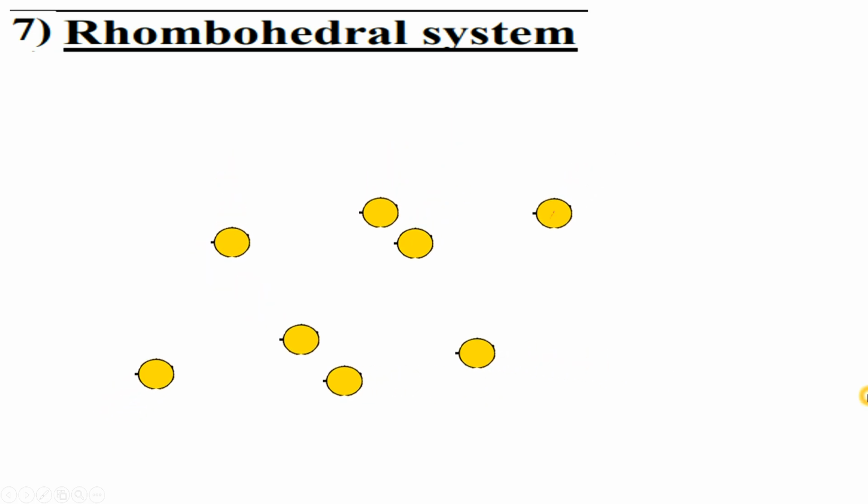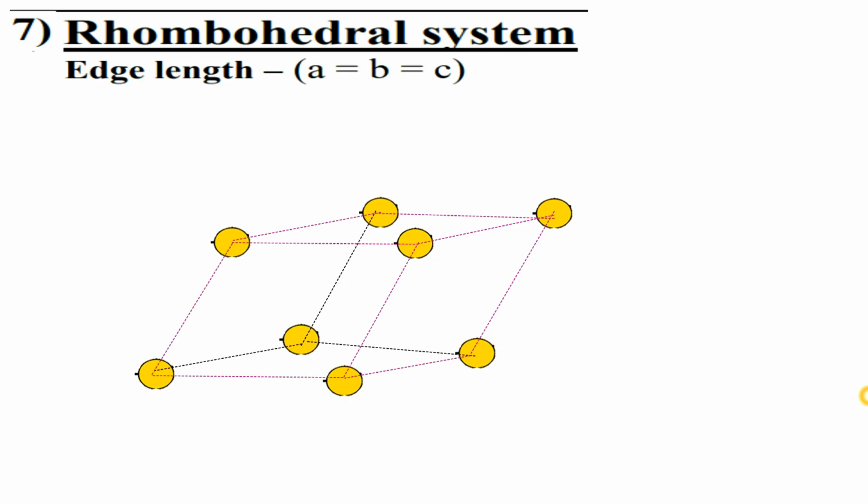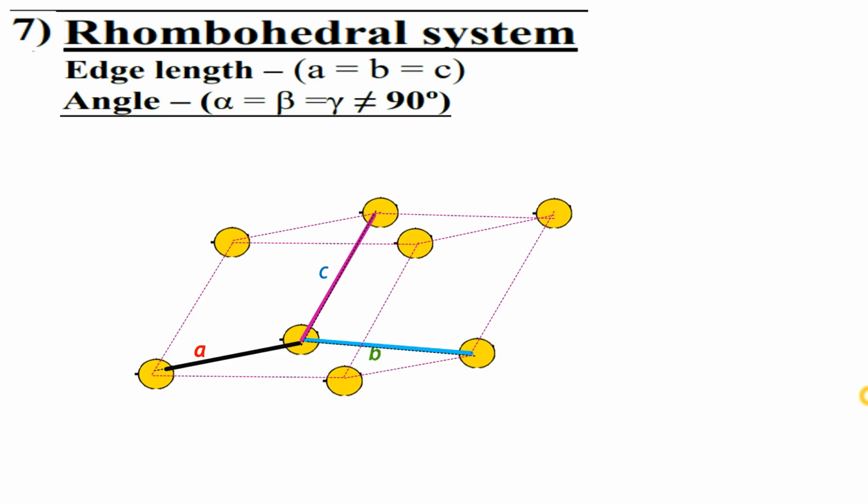Next is the rhombohedral system. In the rhombohedral system, we are bringing all the atoms in such a way that they form a rhombohedral shape. And what is a rhombohedral? Here the edge lengths A, B and C are all equal, but the angles alpha, beta and gamma are not equal to 90. They can be anything, but they cannot be equal to 90. Such a type of structure is known as the rhombohedral system.